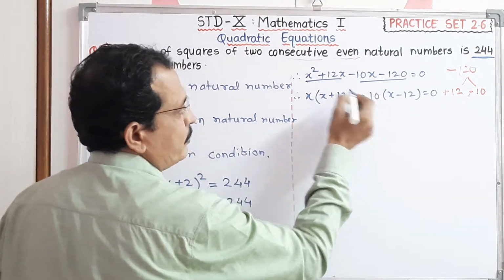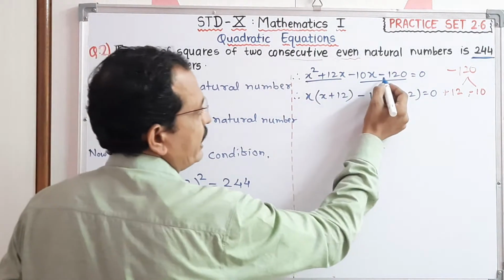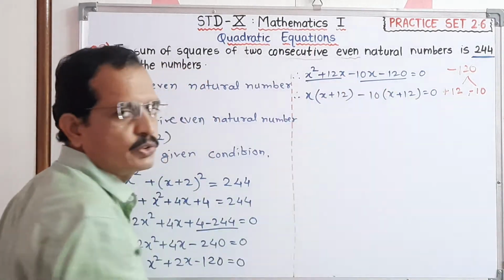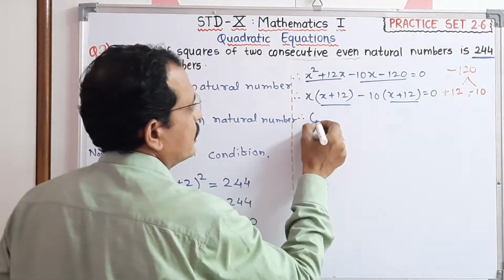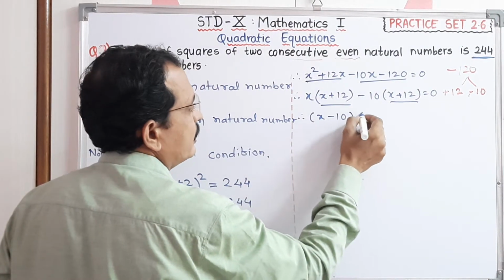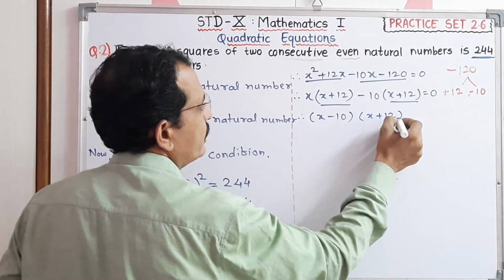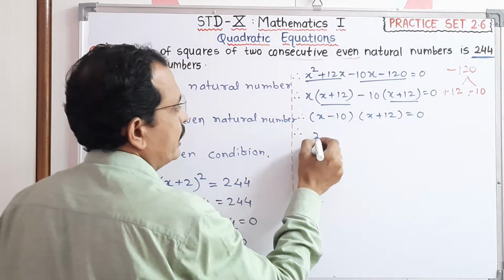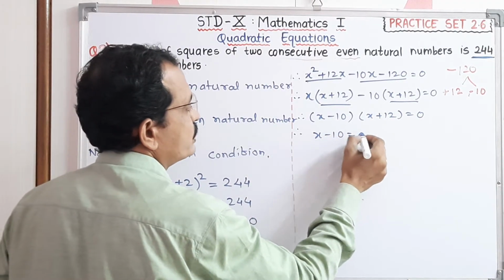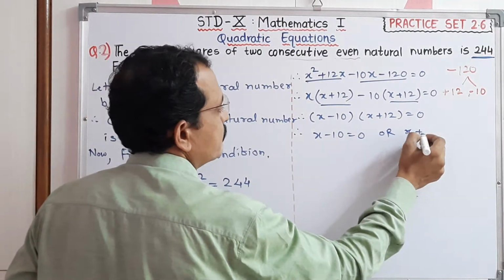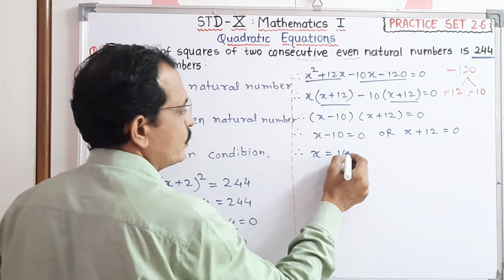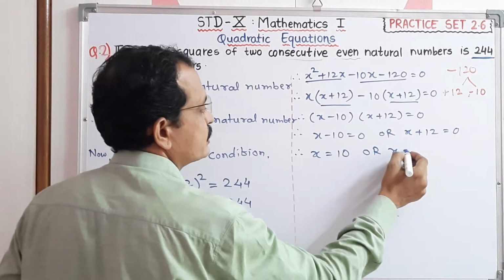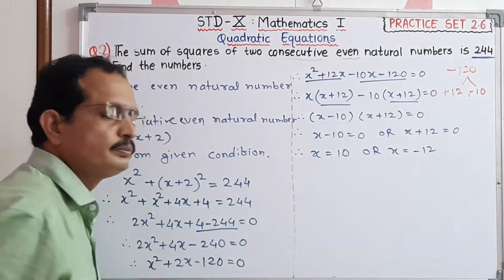Here we take out the minus 10. Therefore this minus 120 becomes plus 12. And now these two brackets are the same. Therefore x minus 10 and x plus 12 equal to 0. Then x minus 10 equal to 0 or x plus 12 equal to 0, and we get x is equal to 10 or x is equal to minus 12.